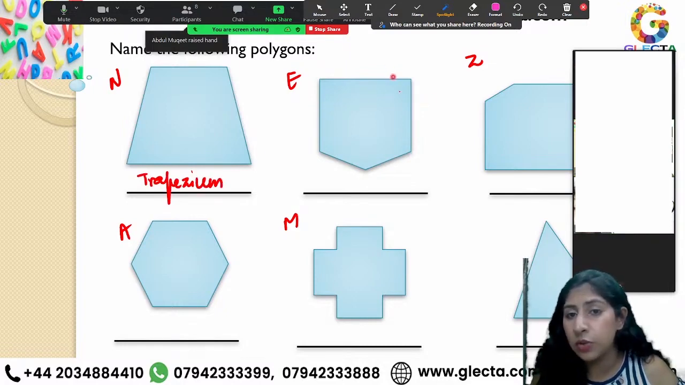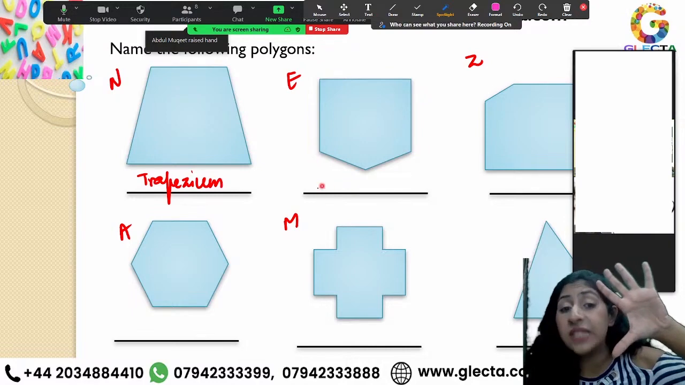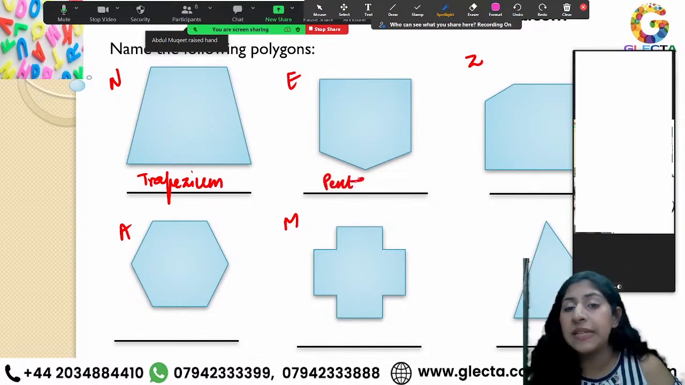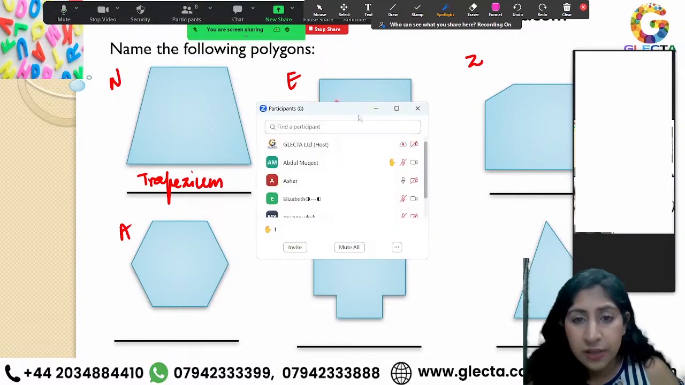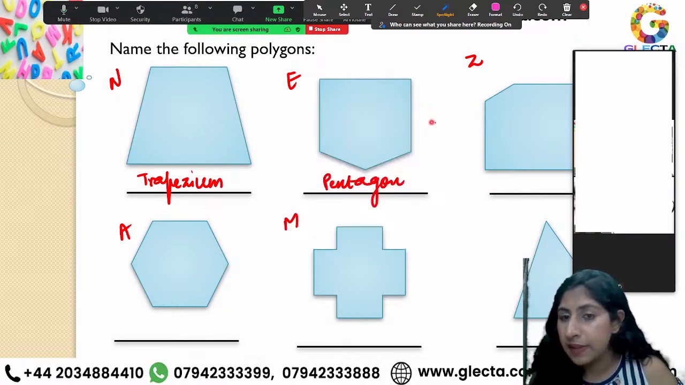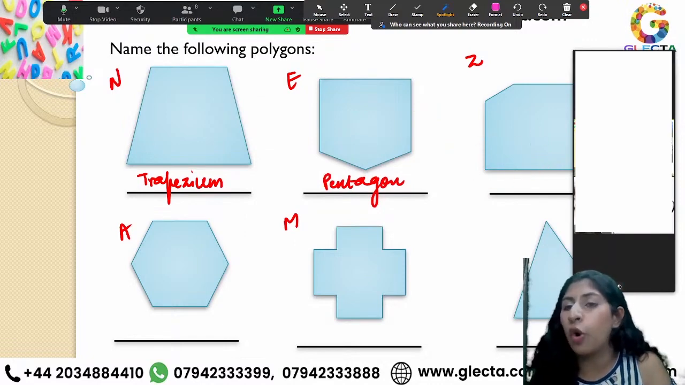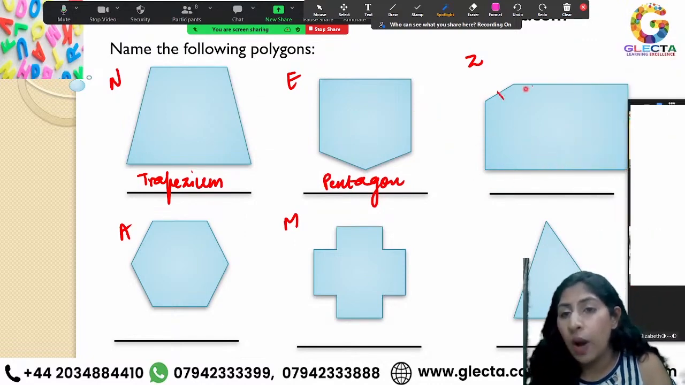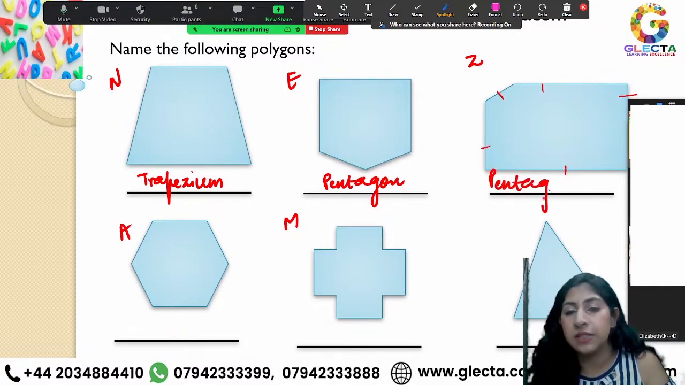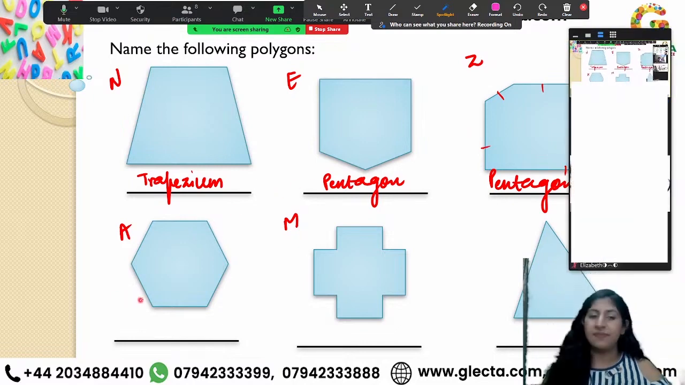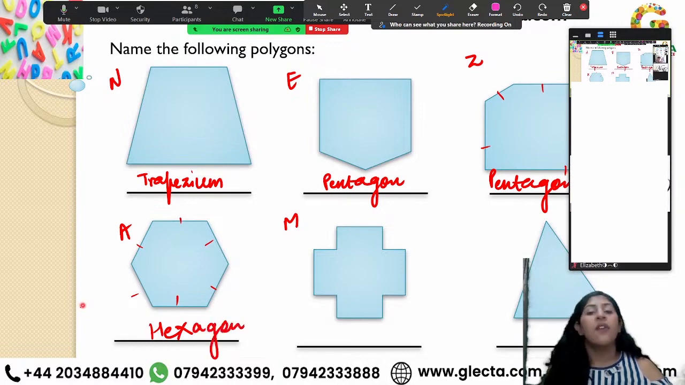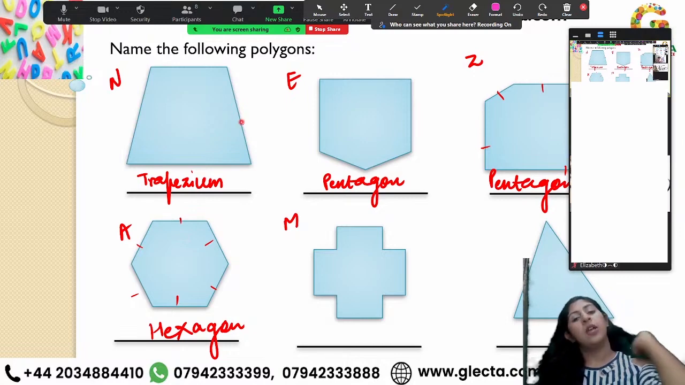Elizabeth, your turn. This is a hexagon. One, two, three, four, five. It has five sides, right? So we would call it a pentagon. All right, Elizabeth. Okay, next one. Zainab, what's this shape called? One, two, three, four, five. Again, this one is a pentagon. Good. Abdul Mukhi, your turn. One, two, three, four, five, six. Is it a regular hexagon, Abdul, or an irregular hexagon? Very good. Regular hexagon.